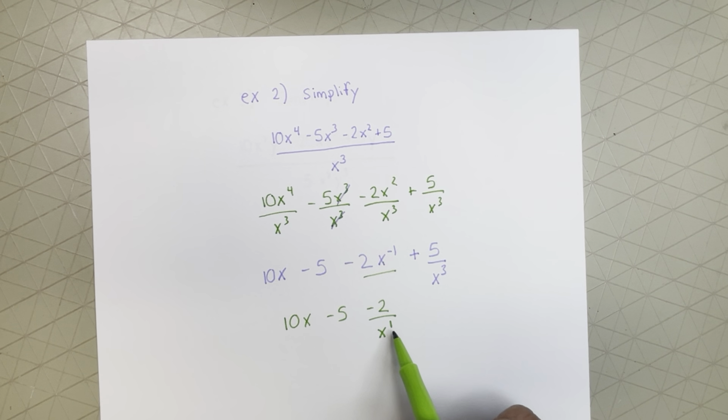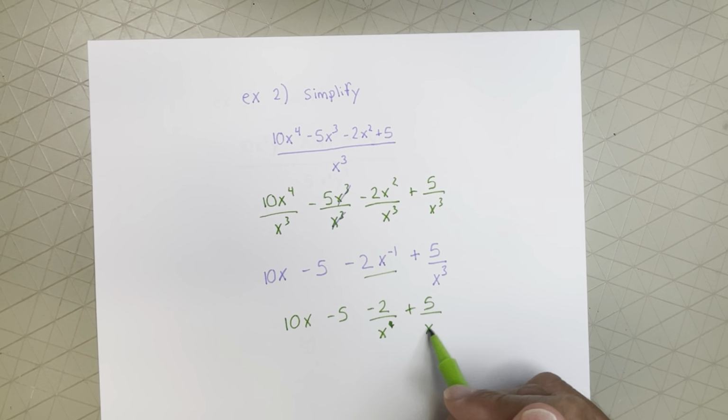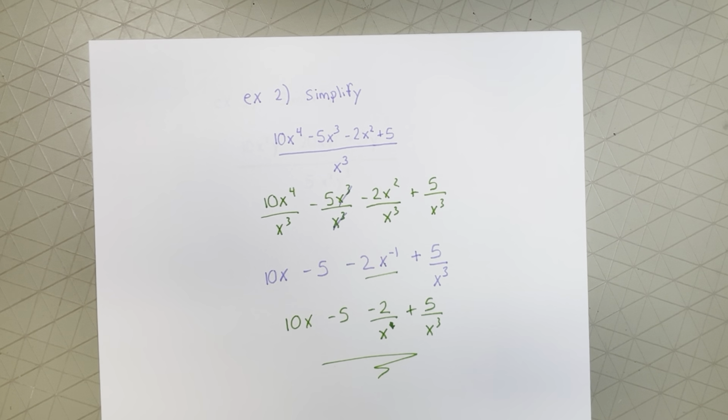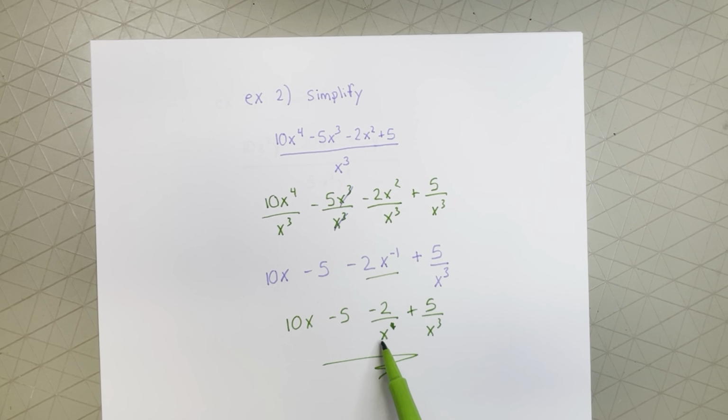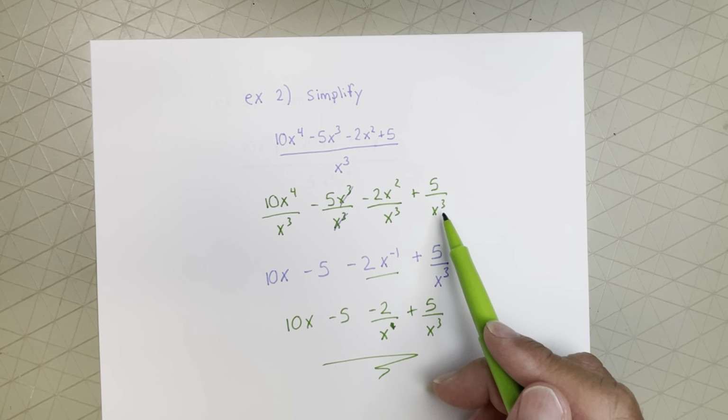Now, do I need this 1? No, I do not. So we're going to go ahead and just erase this 1, so it's just x. And then the last term just stays as 5 over x cubed, and that's my final answer. So same rules: separate, simplify, and when you have a negative exponent, bring it to the bottom. And if you have a base that cannot be combined with any other base, just simply leave it where it's at.